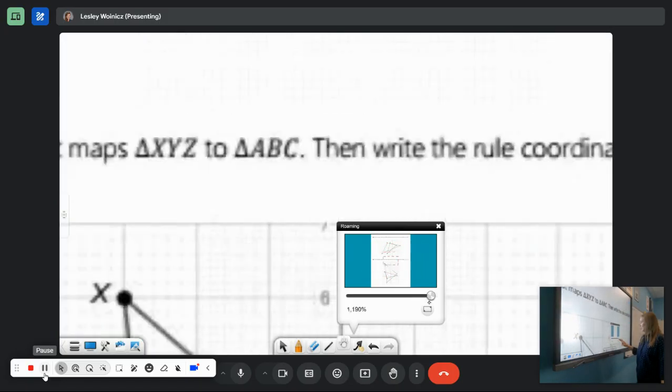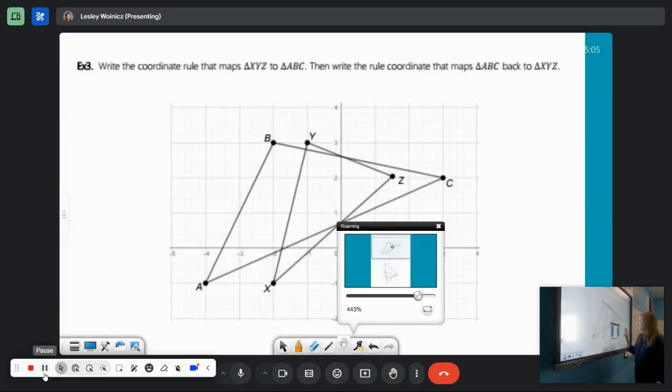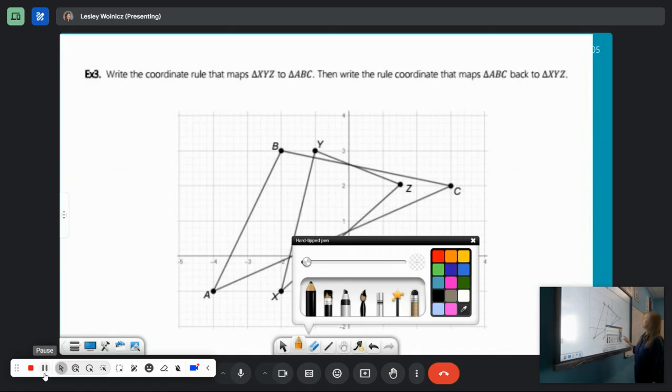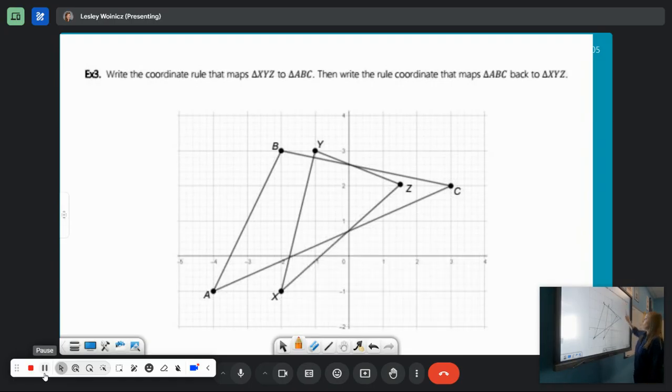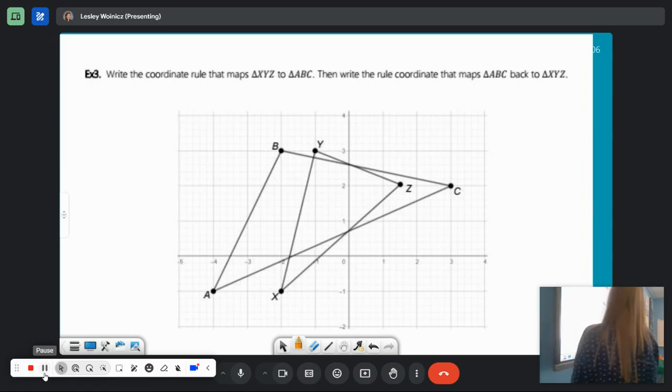All right, so you get the basic idea. Now we're going to identify some stretches and compressions. So we're going to write two rules, one for mapping triangle XYZ to triangle ABC, and then one for going back. So one example, we're going to sort of get two birds with one stone. First, we're going from triangle XYZ to triangle ABC. Are we stretching or compressing? Horizontally or vertically? Good.